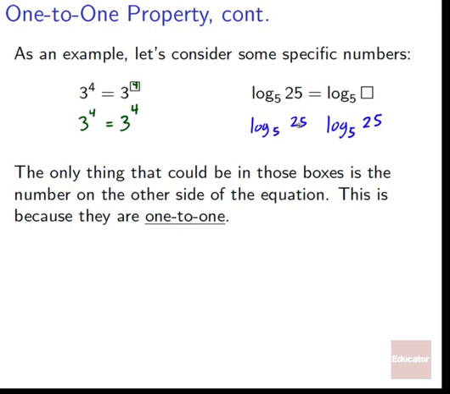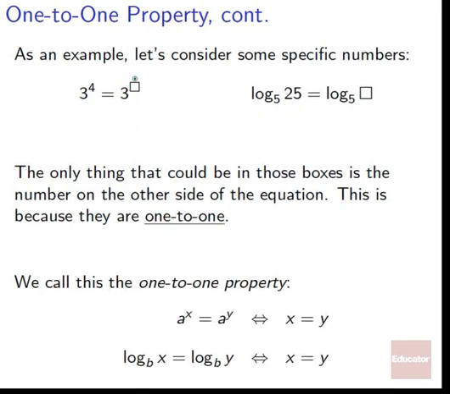It's this one-to-one property. Since we've got an input of 4 over here, and it gives us an output of 3 to the 4th, 81, we know that 4 is the only input that can give us 81 as our output. So the same thing must be here. It's one-to-one. If an input gives an output, the only input that can give that output is that original input. There's no other input that is unique to the output.